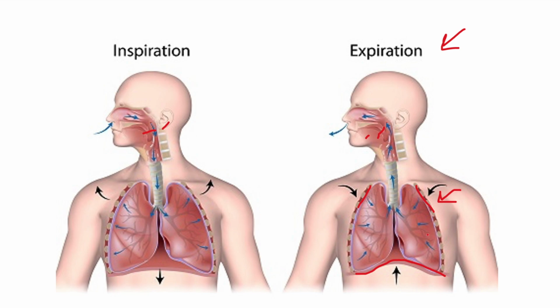That will lead to what? To an increase in the pressure inside the lungs. Why? Because the thoracic volume now decreases, so the pressure will increase, which will lead to what? It will push the air outside the lungs. So let's go back to the question in order to choose the right order.